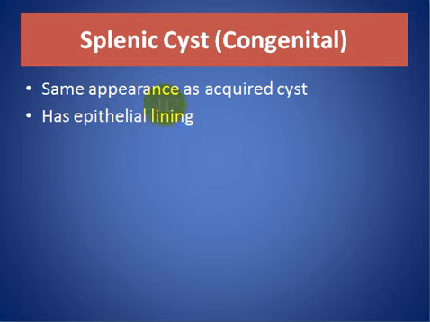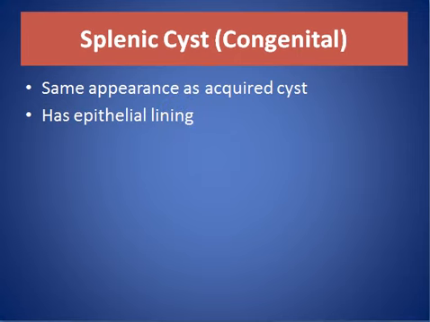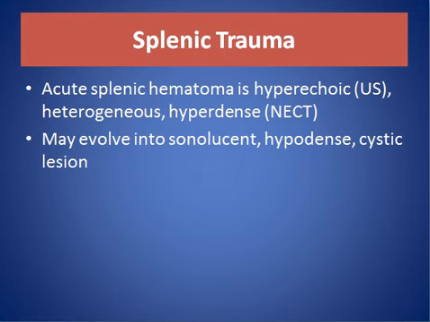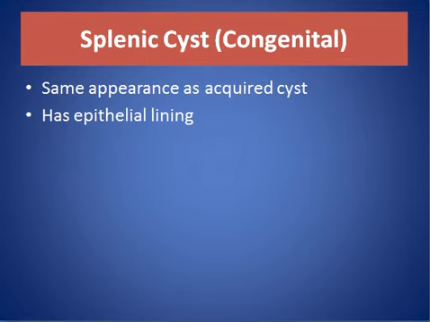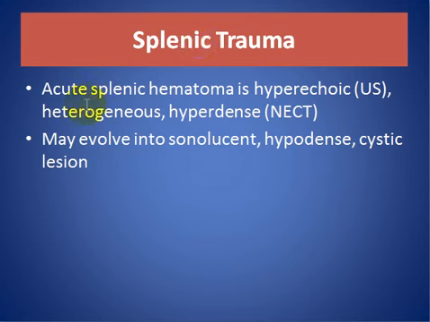Congenital splenic cyst has the same appearance as acquired cyst, but has an epithelial lining, and this is seen in the histology. Imaging cannot differentiate between acquired and congenital splenic cyst. Splenic trauma: acute splenic hematoma is hyperechoic on ultrasound and or heterogeneous, and hyperdense or heterogeneous in non-contrast CT scan, and may evolve to a sonolucent, hypodense, or cystic lesion.